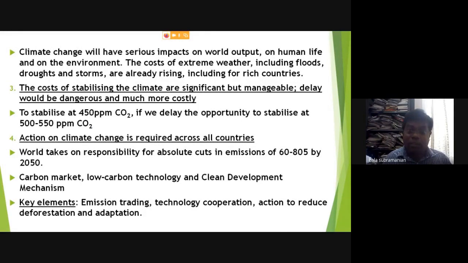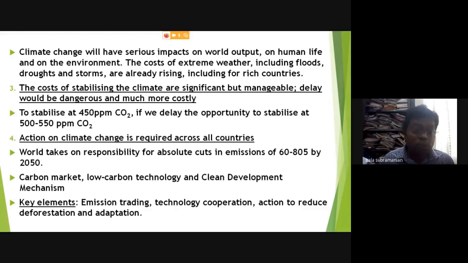So here, the third point: the costs of stabilizing the climate are significant but manageable. Manageable means before 2005 up to 2010, it is manageable. A delay would be dangerous and much more costly. To stabilize at 450 parts per million CO2, if we delay, the opportunity is lost and we would stabilize only at 550 parts per million CO2. The fifth assessment report of the IPCC, the Intergovernmental Panel on Climate Change, already predicted these issues. We are going to reach 500 or 550 parts per million CO2 if they are not implementing any policy, as I mentioned earlier.